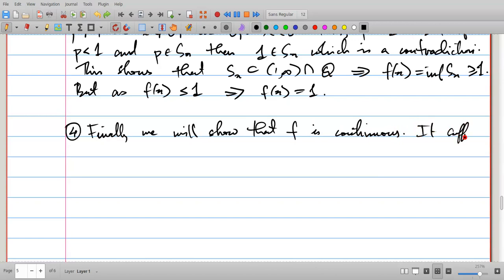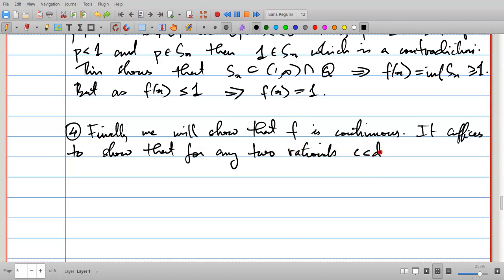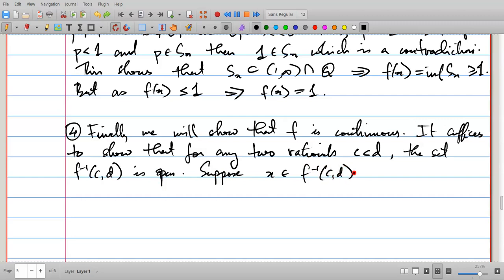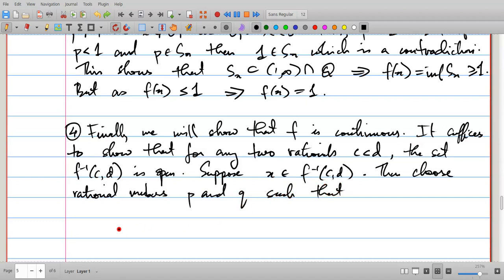So it suffices to show that for any two rationals, C strictly less than D, the set f inverse (C, D) is open. So suppose x belongs to f inverse (C, D), then choose rational numbers P and Q such that C is strictly less than P.